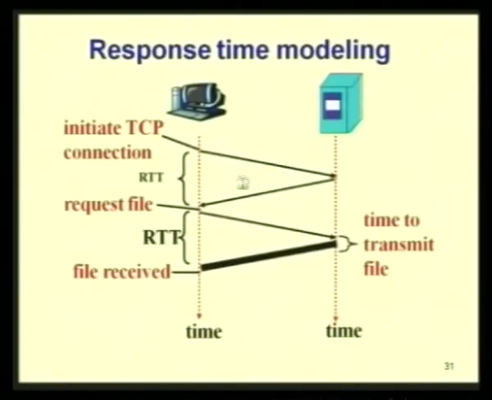So, if you look at the response time, we normally model the response time in terms of RTTs or round trip times. To initiate a TCP connection, it takes up 1 RTT. Then to request one file, it takes up 1 RTT. Then we will close the connection, which will take up 1 more RTT. So, 3 RTTs will be taken for every single object, and if there are 10 such objects to be retrieved, it will take 30 RTTs for the entire data to be received.